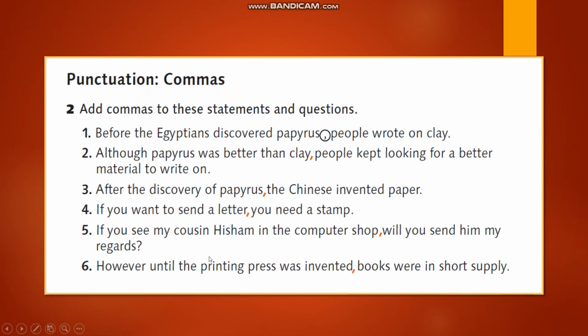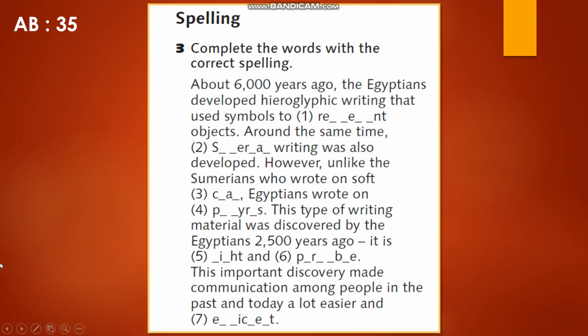Now however, until the printing press was invented، كان عندي نهاية الجملة إنه قبل ما يتم اختراع آلات الطباعة books were in short supply، كانت الكتب تنتج بأعداد قليلة أو بكميات قليلة، فأنا كان في عندي هنا الفاصل ما بين الجملتين. Now let's go to the activity book page 35.